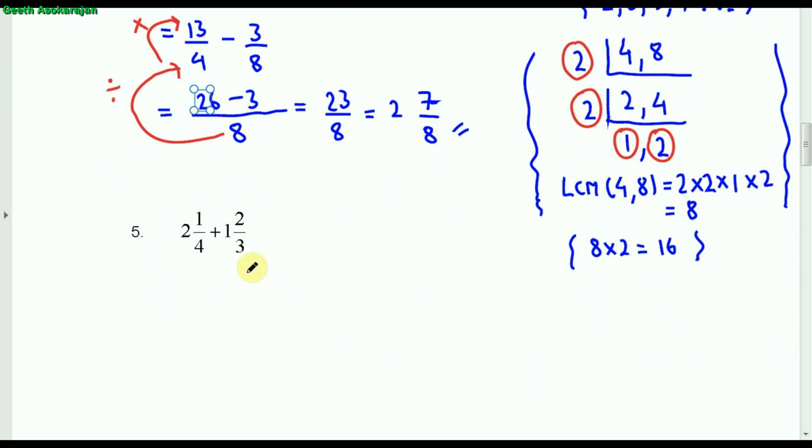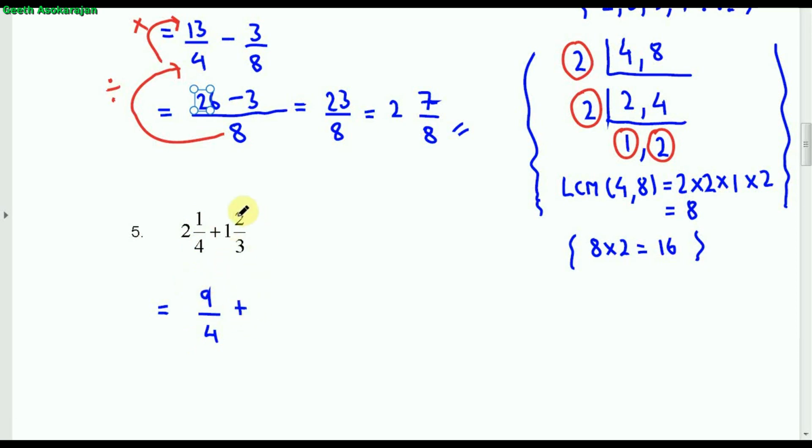Right, next example, number 5. 2 1/4 plus 1 2/3. So we have two mixed numbers or two mixed fractions here. Let's convert them into improper fractions. So 2 1/4. Remember the idea. Write down that over 4 here. And remember, we multiply the 4 by the 2. 4 times 2 is 8. Plus the 1 is 9. So 2 1/4 is the same as 9 over 4.